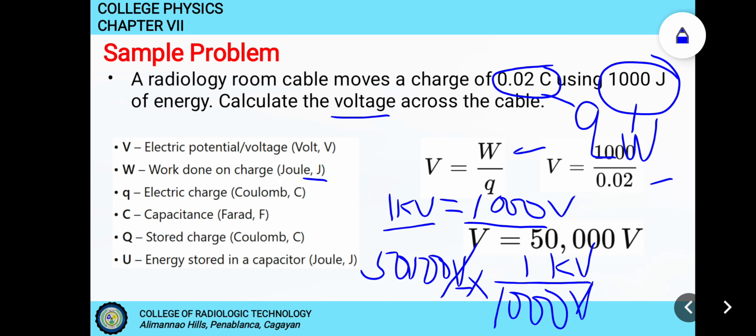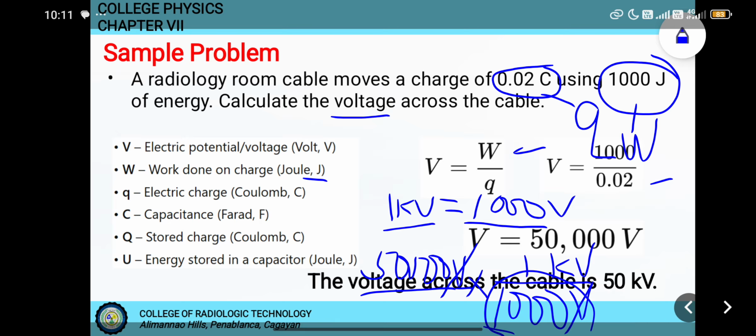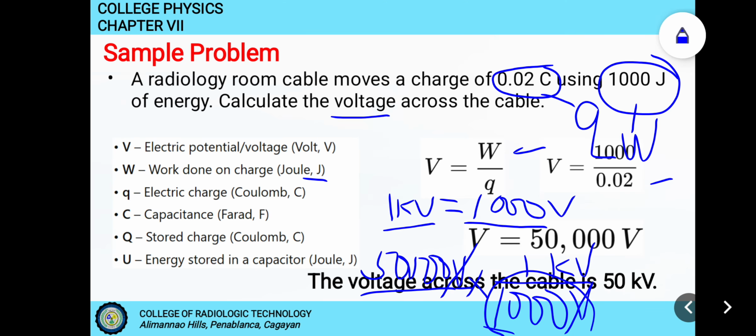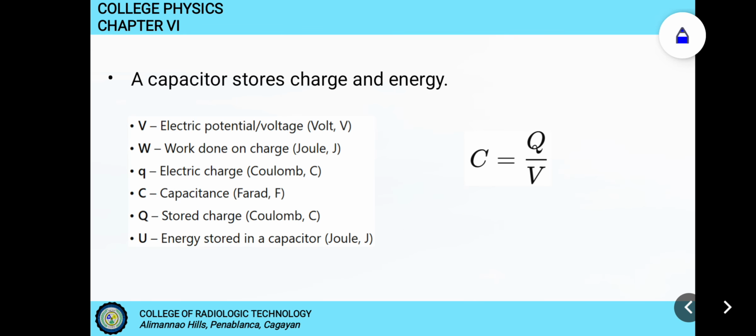Canceling volt, that will give us the answer that the voltage across the cable is also 50 kilovolts. Is our answer correct? If we divide 50,000 by 1,000, class, that will give us 50 kilovolts. I really hope that we are clear with this. Now let's proceed to our electric potential.